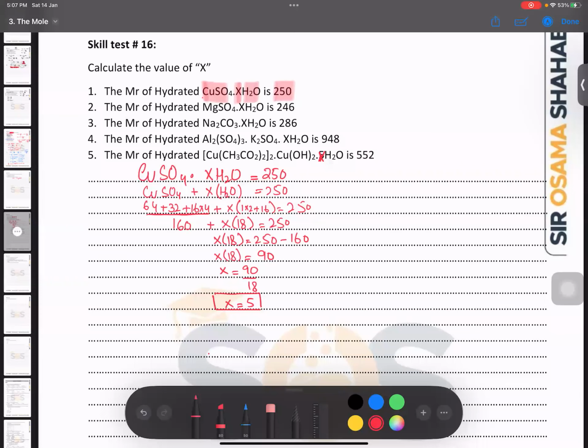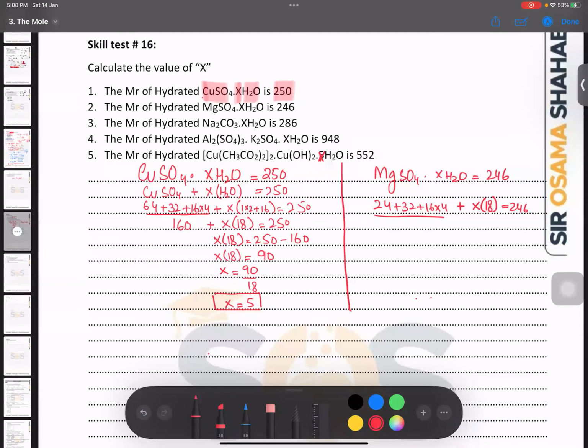So I think this is the simplest thing that you can do right now. Suppose over here we have one more question. You can see this. This is magnesium sulfate dot XH2O. We just need to find the value of X, and the total MR is given, which is 246. So magnesium is 24, sulfur is 32, oxygen is 16 into 4. Dot means plus X, and water is 18.